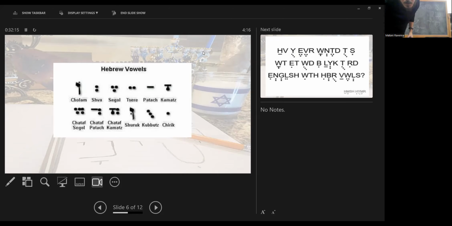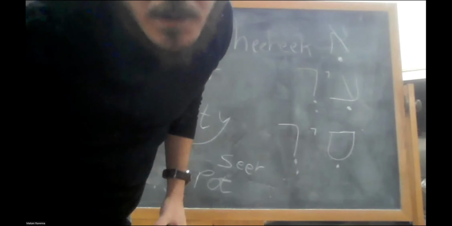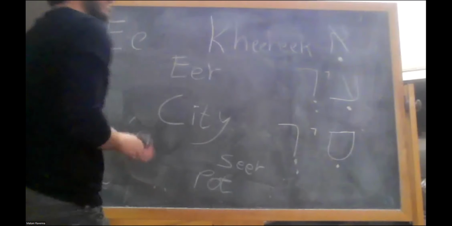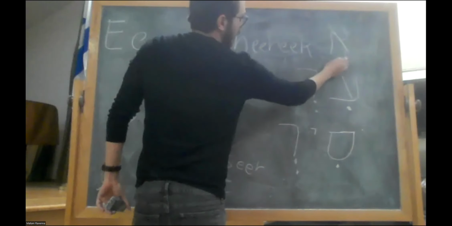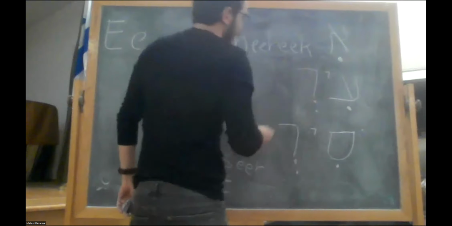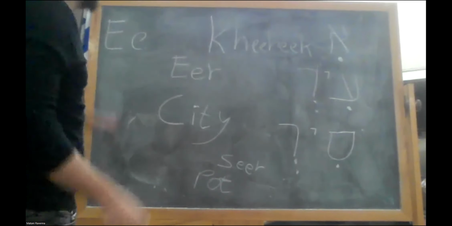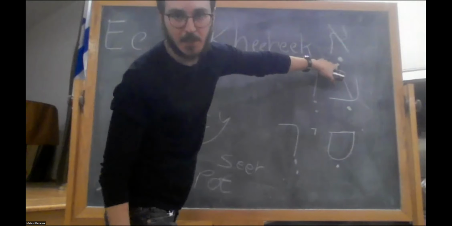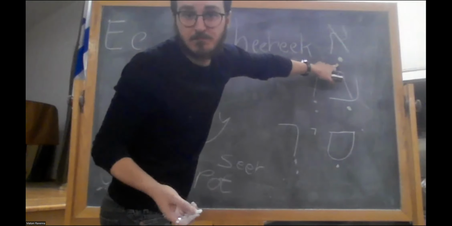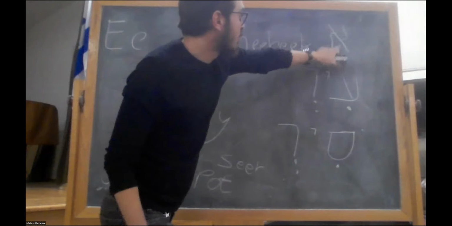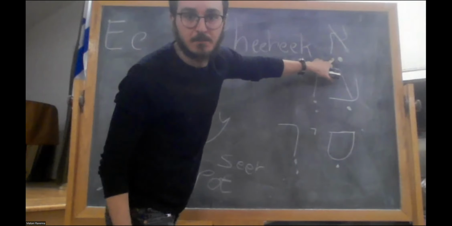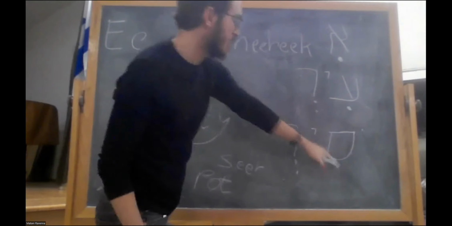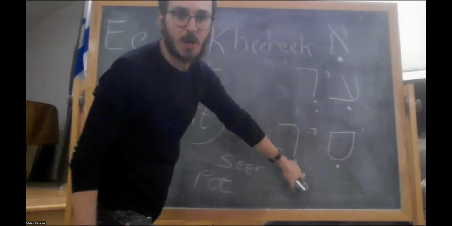How exactly do we use this again? I'm confused. Okay, so I'll repeat it. Here's what it looks like. You have the dot underneath. Its functionality is a double E. Okay, so here's Aleph, for example, with the chirik will sound like an E. I would read this as E. We have some examples here. We have ir means city, sir, which means pot.